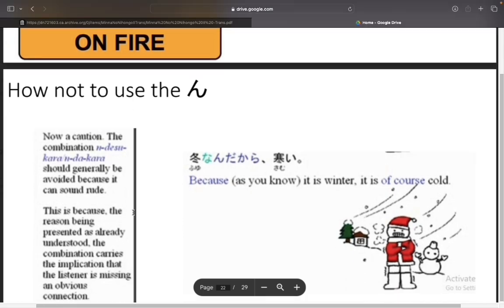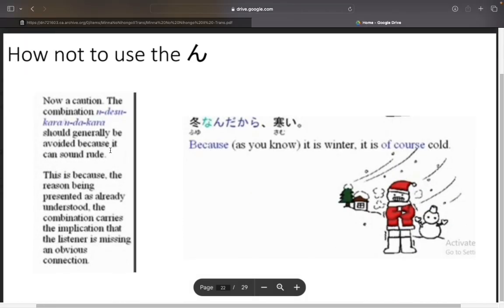Okay, warning. Now a caution. The combination んですから and だから should generally be avoided because it can sound rude, and this is because the reason being presented is already understood. The combination carries the implication that the listener is missing an obvious connection. Okay, because as you know, it is winter, it is of course cold. So don't use んです when the reason is obvious. For example, saying like it is written here, because it's winter, it's cold. With んです, it sounds unnecessary.